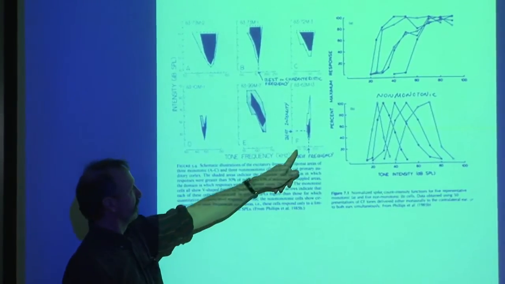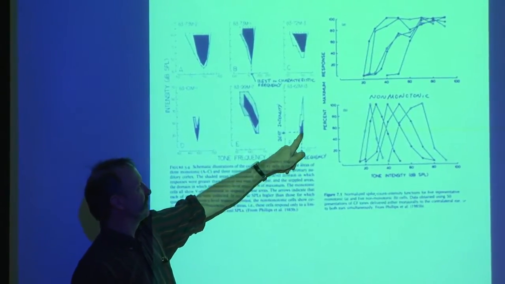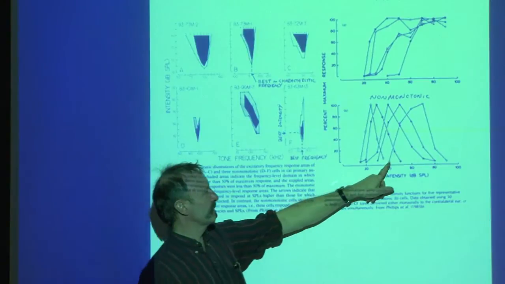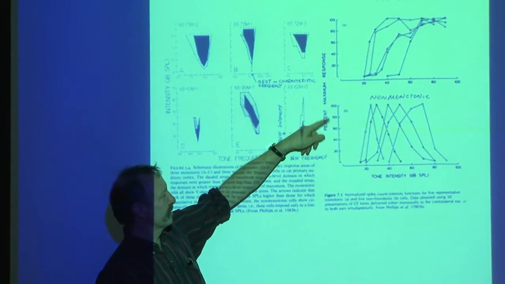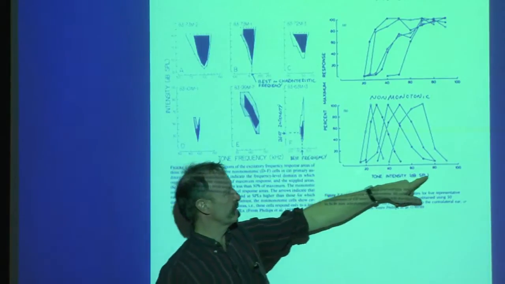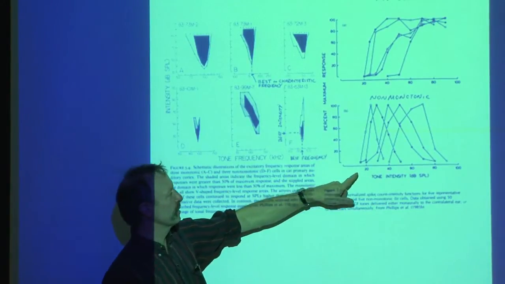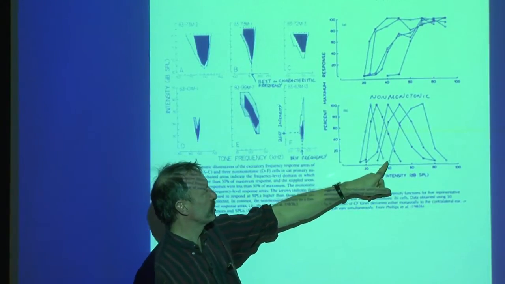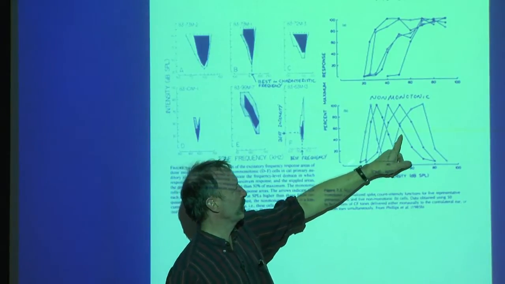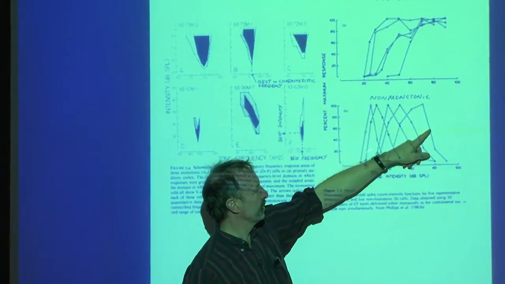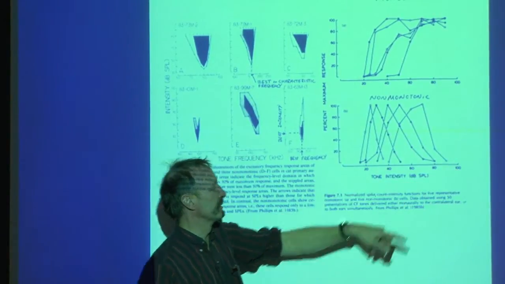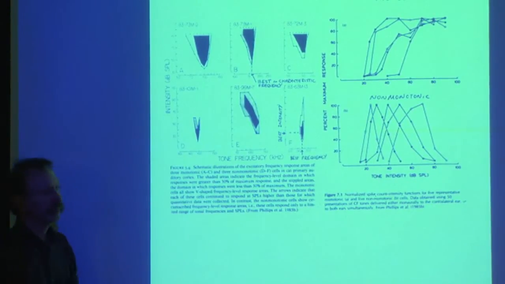If you, at their CF, raise the sound level, you get this type of pattern. These are rate level functions. So this is the firing rate, and this is the tone level, or tone intensity. And this is from a number of neurons, but just concentrate on this one. The firing rate goes up with level, reaches a maximum, and then it declines. And at the highest level, it doesn't respond anymore.